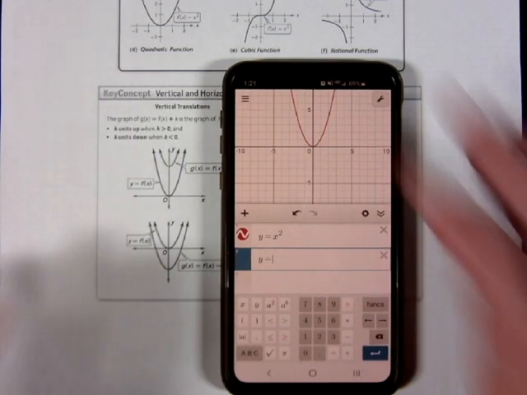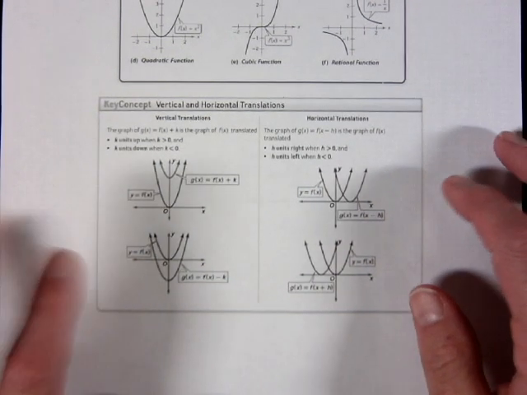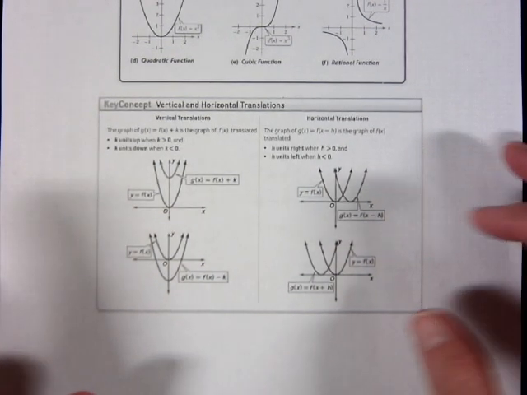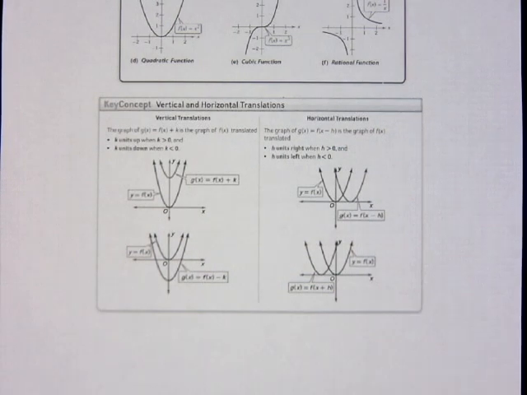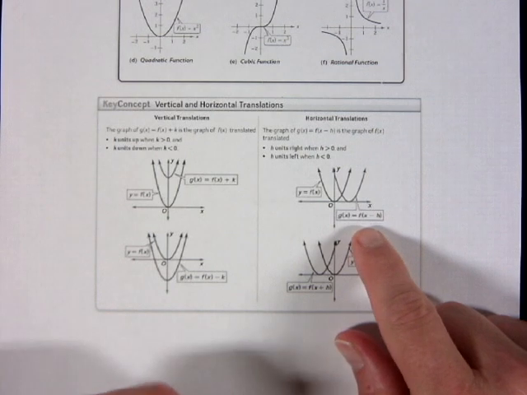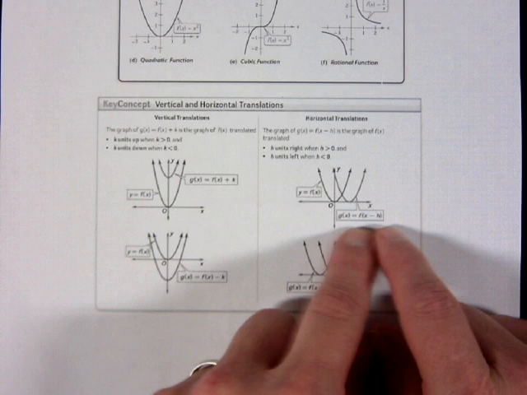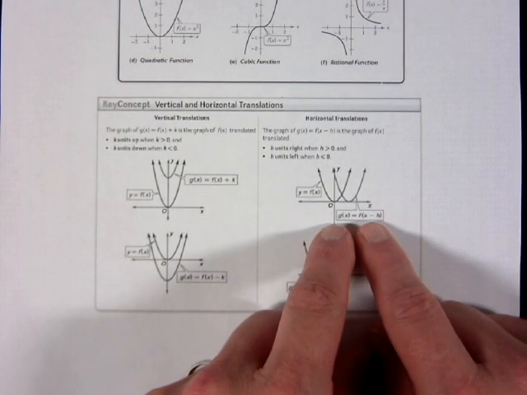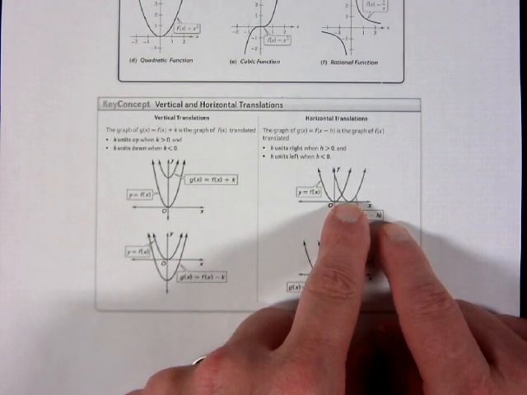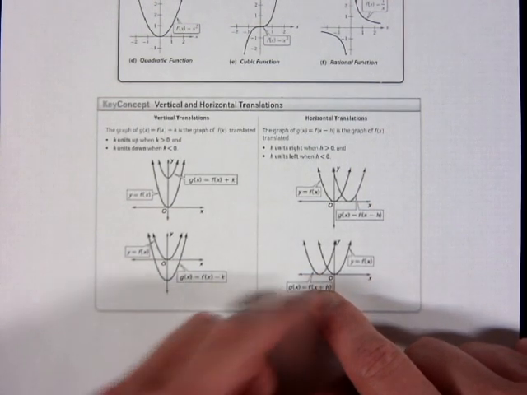Another way that the graph can be shifted is through a horizontal translation. For a horizontal translation, you would have to add or subtract something directly to the variable within a set of parentheses. So for example, if you subtract something from the x value, that's going to move it that many units to the right. And if you add, that's going to move it that many units to the left.